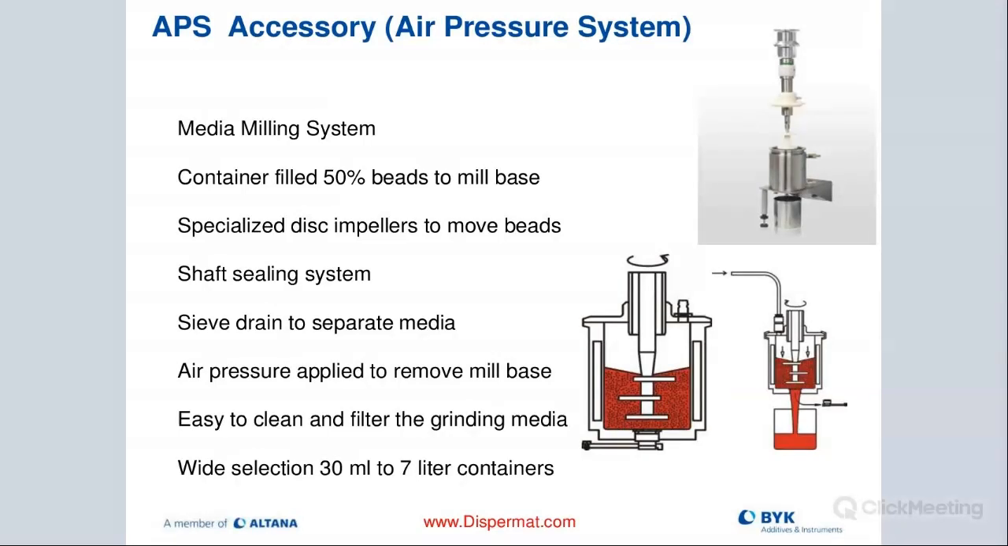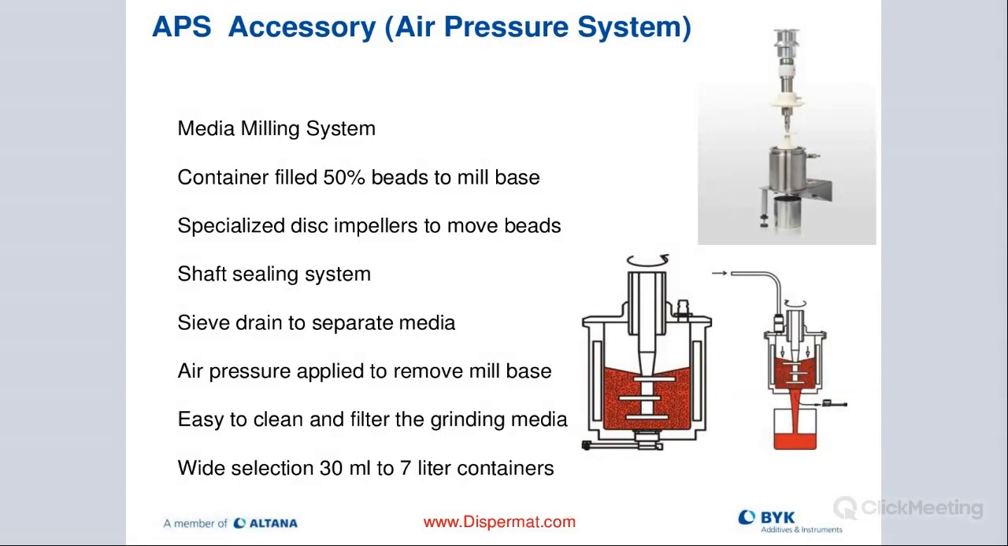And we have the APS system. The APS system is not really for production scale. That's perfect for the lab. It's basically a pot mill. Our system there was designed to basically give you very quick milling results, but also being able to efficiently move product from one container to another post-milling.